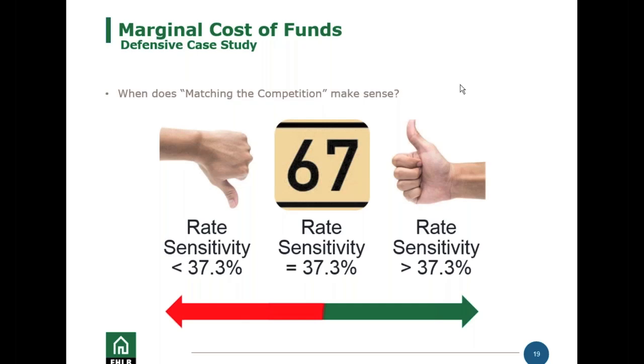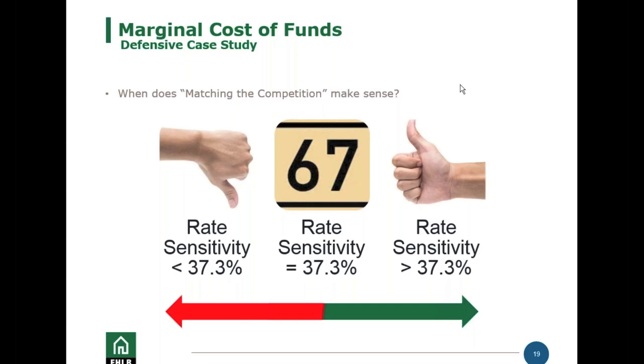Why is this the case? Because at a rate sensitivity of 37.3 and above, it's cheaper from an interest expense basis to pay up than it is to replace with an FHLB advance. The marginal cost of paying up is 125, whereas the marginal cost of an FHLB advance is 167, and a rate sensitivity balance of 37.3% is the line of demarcation, so to speak.